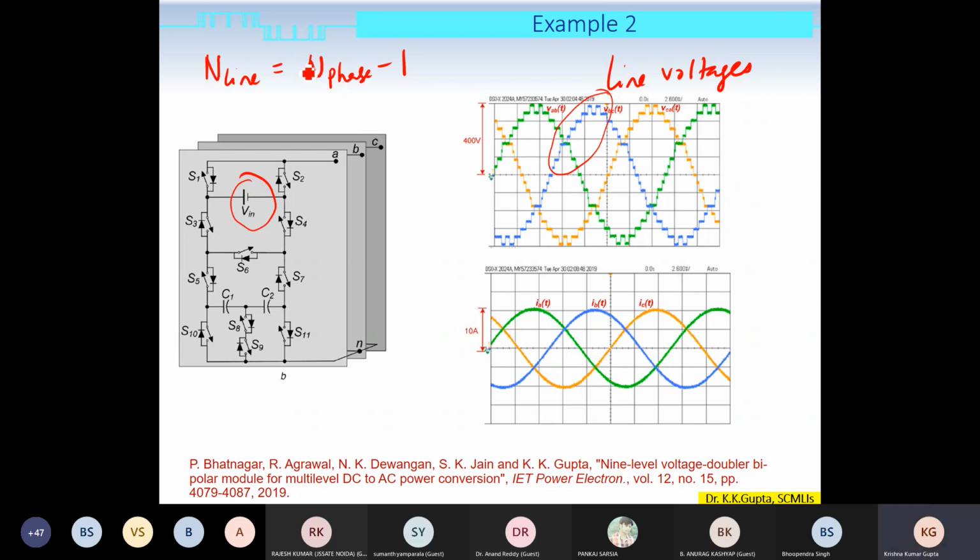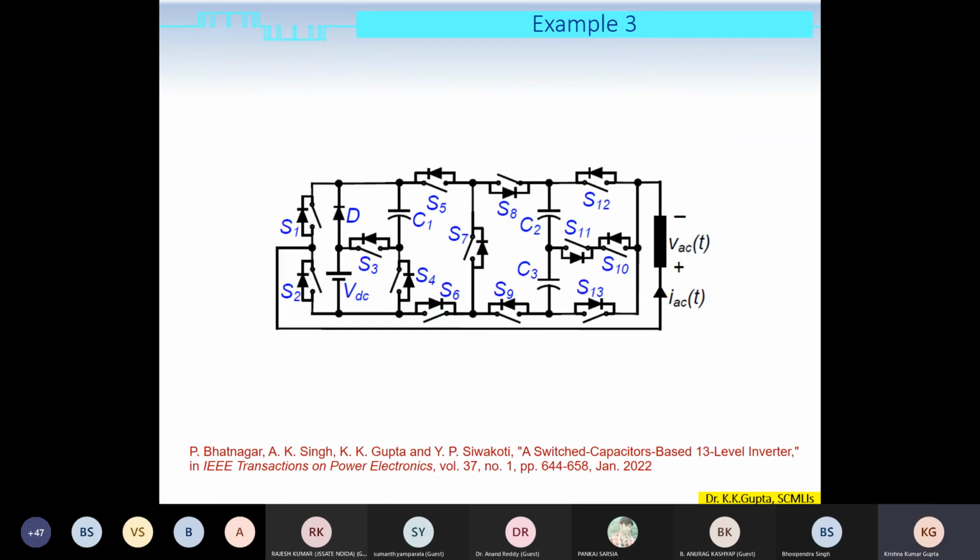No, this is for the pole voltages. This is 2n plus 1, right? So if the phase has 9 levels, then here we'll get 19 levels. So for the three-phase part, the number of levels will be greatly increased.